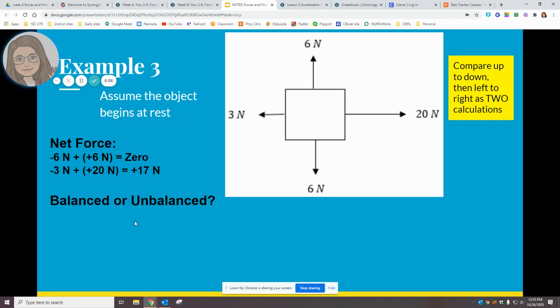Some people would say both, but it really is just unbalanced because it doesn't matter that half of it is balanced. I'm looking at the overall. So overall, this is an unbalanced situation. Which way is it going to go? Well, it's going to go positive or right, always towards whichever force is pushing or pulling the most.